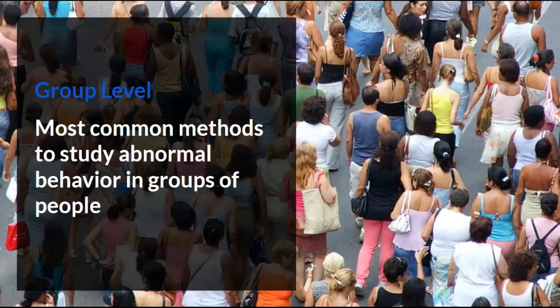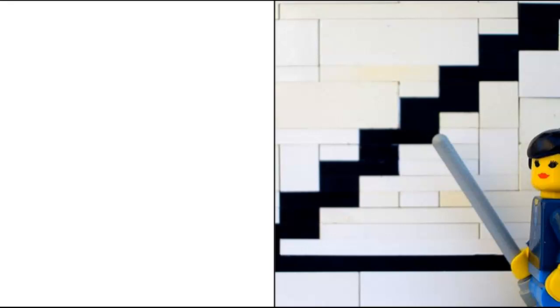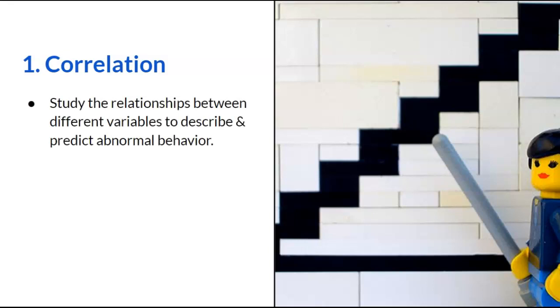Research at the group level includes the most common methods to study abnormal behavior. Here, researchers will recruit a large group of people to participate in an experiment or study to draw conclusions based on all participants. The first research method is correlation. This method studies the relationships between different variables to describe and predict abnormal behavior. In a correlational study, no variables are manipulated by the researcher. Rather, variables are measured as they occur naturally in the environment.